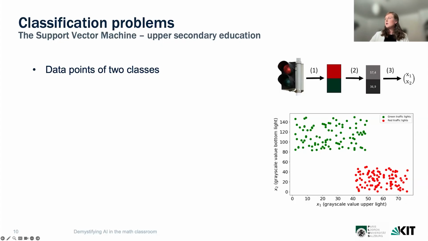In the plot on the right, you can see several data points. Each data point represents one image of a traffic light. This is basically the starting point: the training data, where we want to develop a classification model that can then classify new images of new traffic lights.